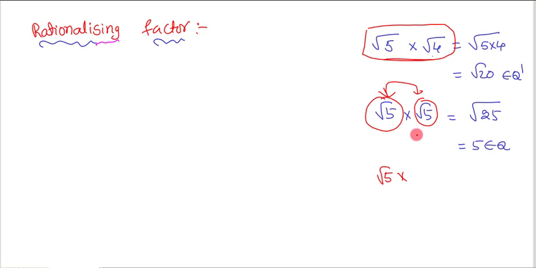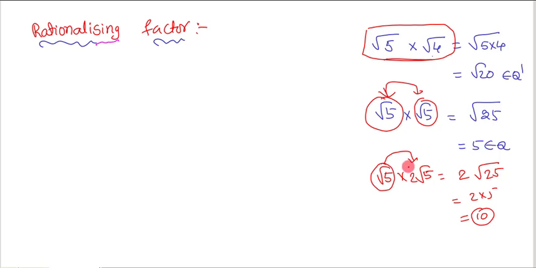If you take a multiple of root 5, 2 into root 5, and multiply this also, you will get 2 into under root 25, that is 2 into 5, which is 10, again rational. That means for root 5, we have another rationalizing factor, 2 into root 5. Root 5 is a rationalizing factor, 2 into root 5 is one, and 3 into root 5 is one. Likewise, even 20 into root 5 is also a rationalizing factor. You need to understand that the rationalizing factor of a surd is not unique.